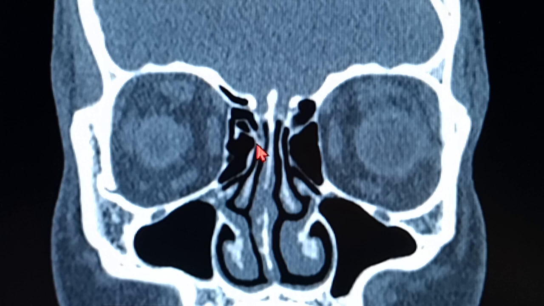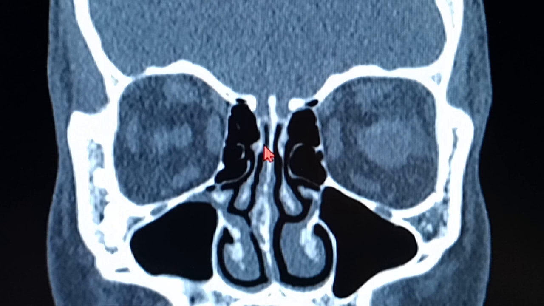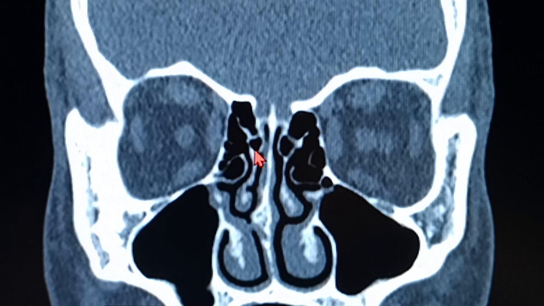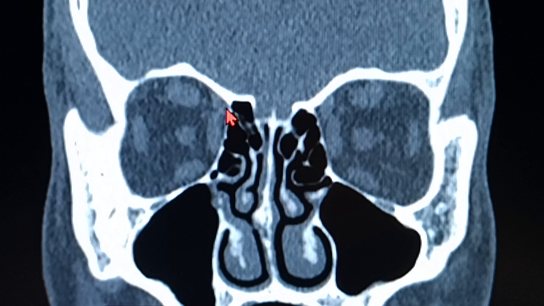If I still keep on going behind, you can see it's a lateral turn it's taking. Now you can see the middle turbinate is almost taking a lateral turn. And you can see that's the middle turbinate, which is going and attaching itself on the lamina papyracea right there.